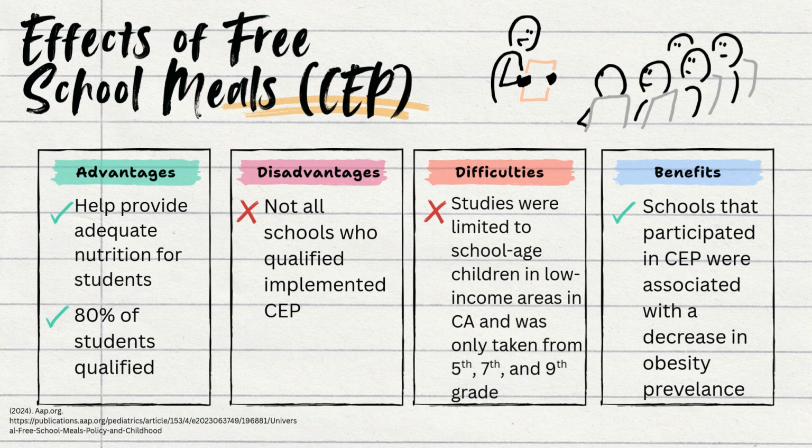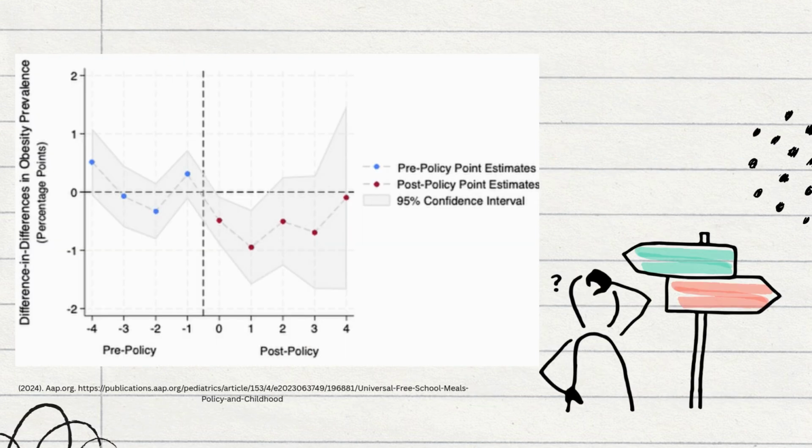However, the overall benefits were that the schools who participated in CEP were associated with a decrease in obesity prevalence. Here we see a graph from the data in the study. The blue dots represent the pre-policy point estimates, and the red dots represent the post-policy point estimates. They are both in association to the obesity prevalence. It's evident that the blue dots are higher than the red dots, suggesting that once schools implemented CEP, there was a decrease in obesity prevalence within those schools.